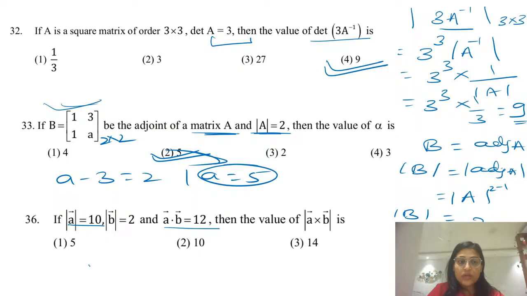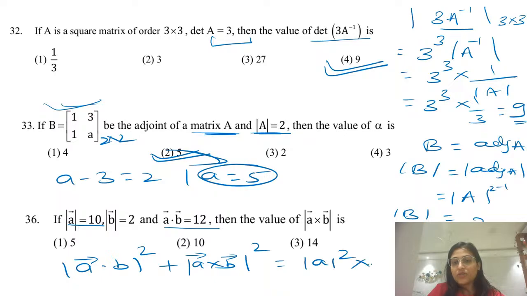This question, we know that the determinant squared of A cross B is equal to determinant of A squared into determinant of B squared. So here A is 10, so A square will be 100, and B is 2, so it's 400, and this is 12 square, which is 144. So A cross B squared is 400 minus 144, that is 256, and the square root of 256 is 16. Option 4 is the correct answer for this.